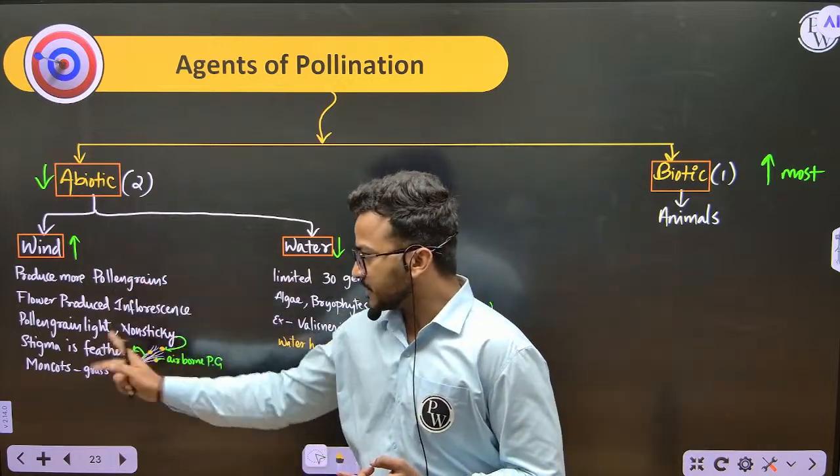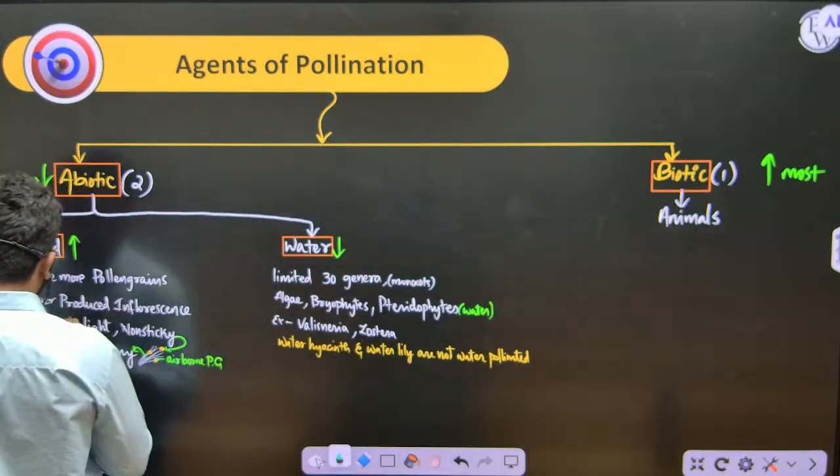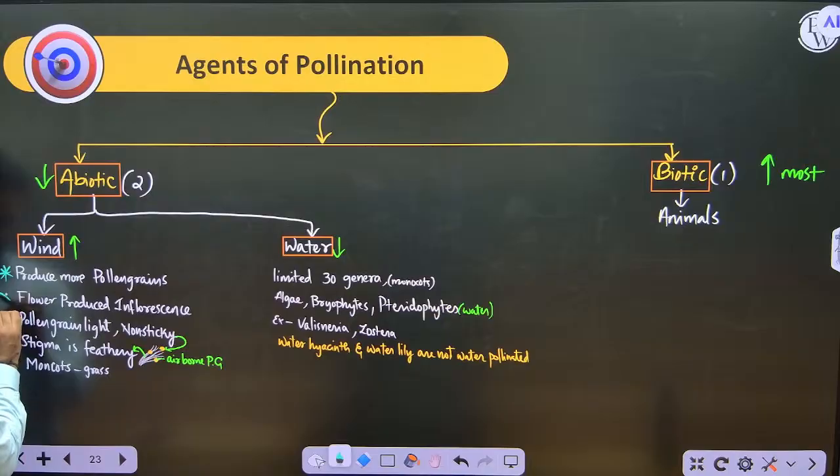So these are the features of wind pollinated plants. In case of water pollinated plants, what are the features of that? We need to discuss that in tomorrow's class.